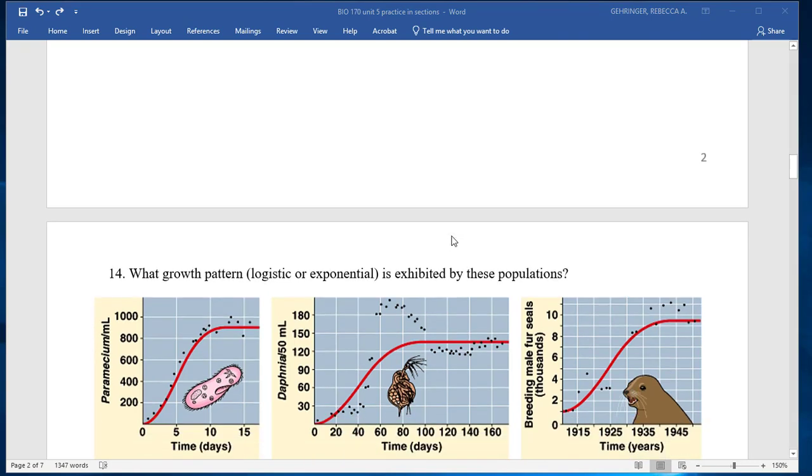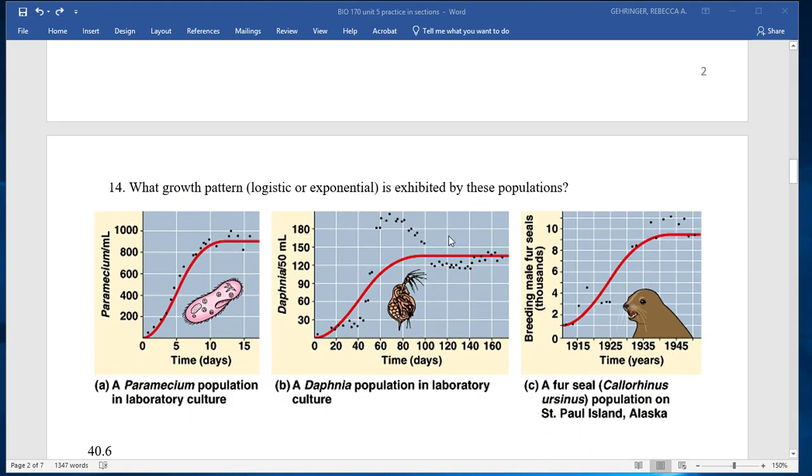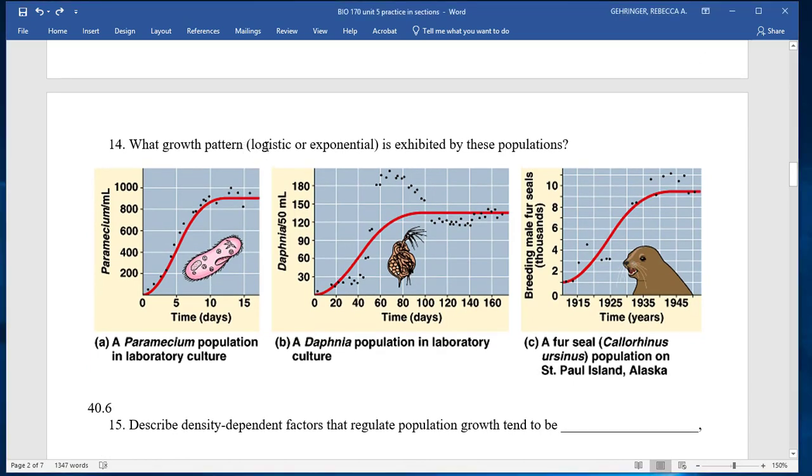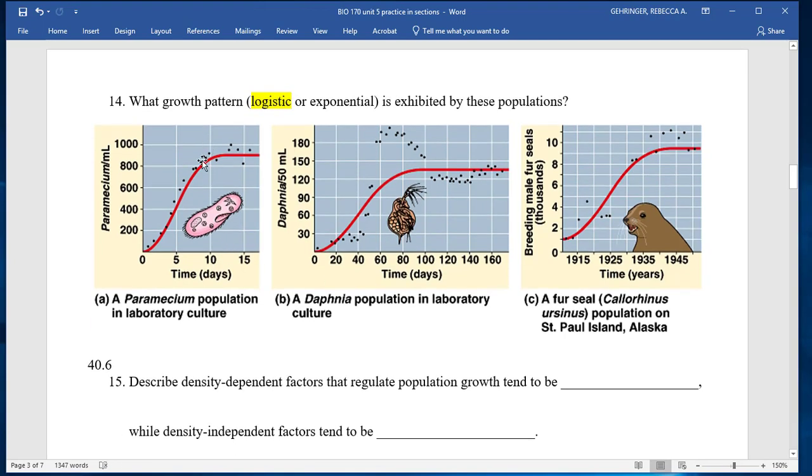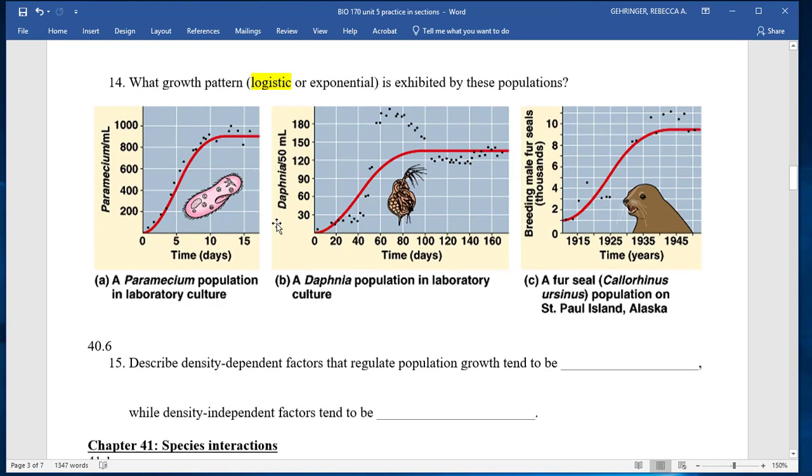All right, so 14, what growth pattern, logistic or exponential, is exhibited by these populations? So we said logistic is kind of an S-shaped curve and exponential is a J-shaped curve. So these are going to be showing logistic growth here. They all kind of level off at that point there. What is that point where they level off called? That's the carrying capacity.